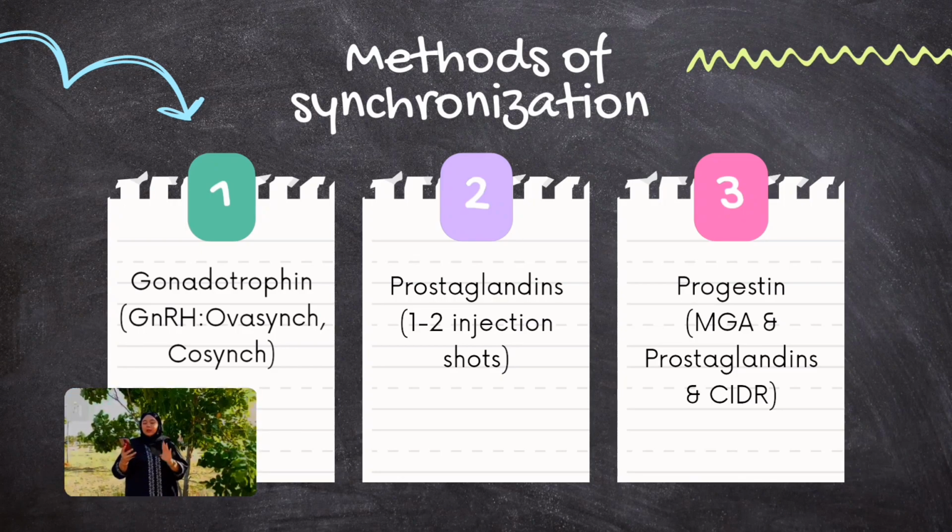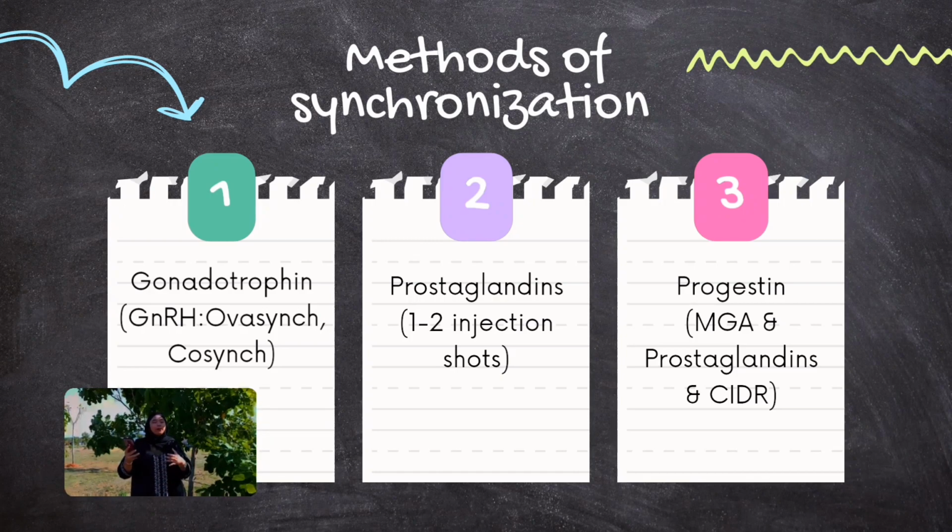The progestins, whose trade names are MGA and CIDR, are used in prepubertal heifers for MGA and in postpartum or unestrused females for CIDR. Progestin is a form of progesterone that extends the period of time progesterone is present and prevents the animal from coming into heat. The protocols include MGA plus prostaglandin, and CIDR.